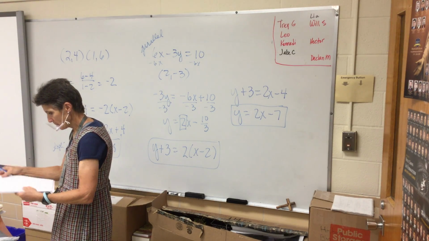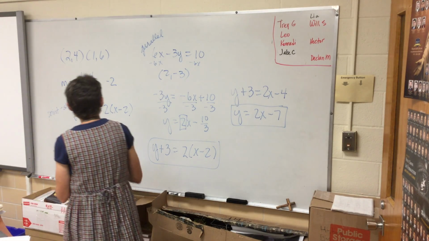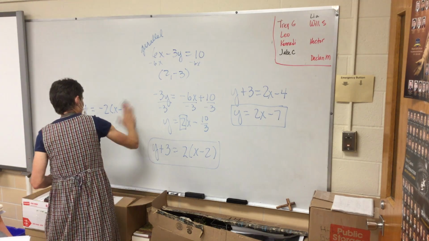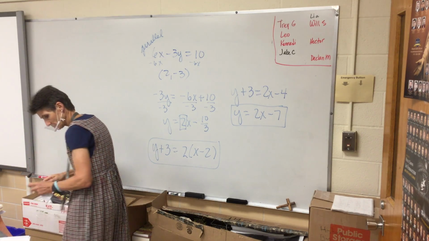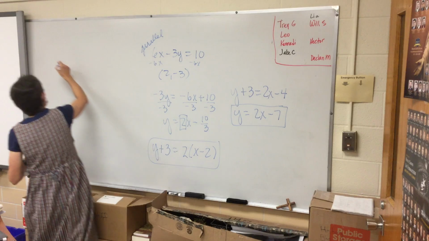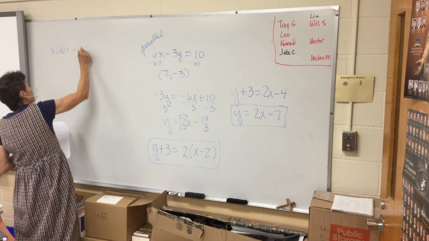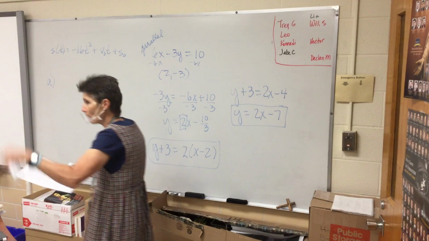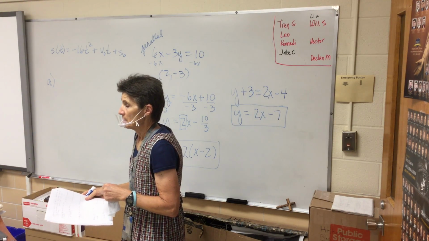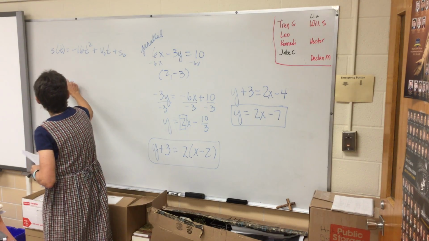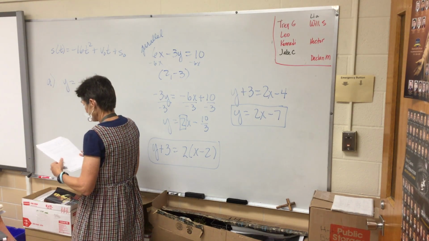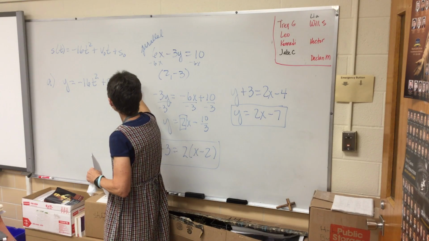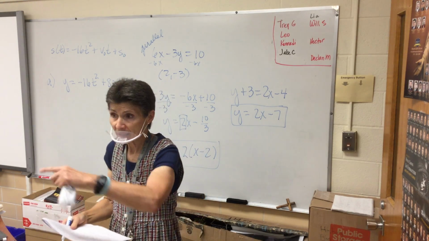All right, last page. Here's our projectile motion. So again, I'll give you the formula, but you need to build your equation. So question A is, write the equation for this problem. So what will the equation for this problem be? Negative 16t squared plus 80t plus 20? Is everybody okay with that?